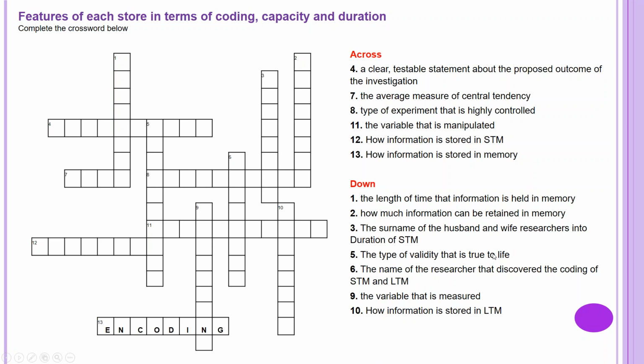Okay, a little break for you. Complete the following crossword. Okay then, so 1 down is duration, 4 across is hypothesis, 7 across is mean, 5 down is encoding, 3 down is Peterson, 2 down is capacity, 6 down is Baddeley, 9 down is dependent, 11 across is independent, 10 down is semantic, 12 across is acoustic.